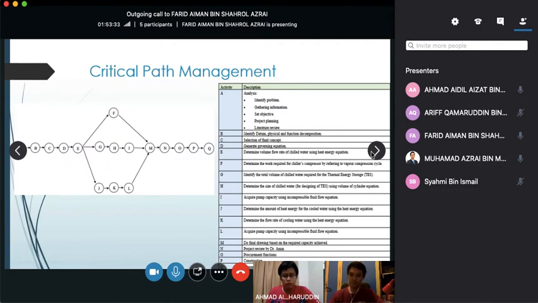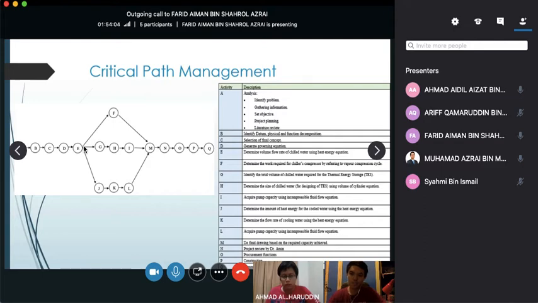After the project chart, we make the critical path management. Firstly, we do analysis. Next, we identify the data, physical and functional decomposition. Next, we select the final concept. Once we select the final concept, we generate the governing equation. Then we determine the volume flow rate of chilled water using the heat energy equation.